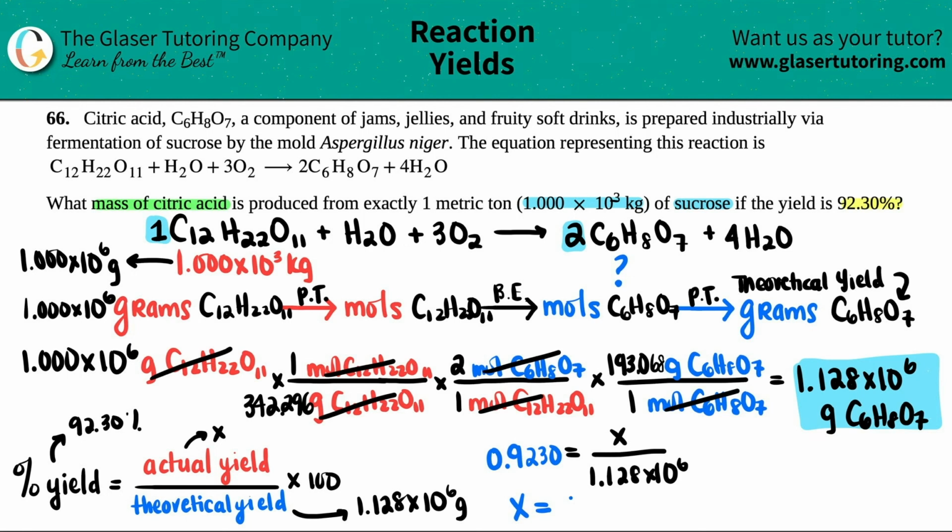So basically 1.04, and 3 sig figs, 4 sig figs actually here. So 1.041 times 10 to the 1, 2, 3, 4, 5, 6. And that's grams of the citric acid. So if you need it in kilograms, this would basically be 1.041 times 10 to the 3rd kilograms, because you're dividing by 1,000. And that's it, guys.